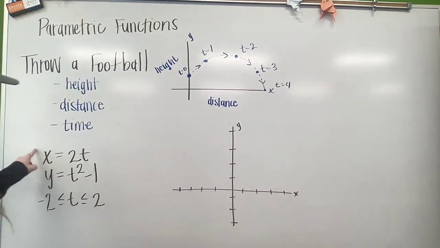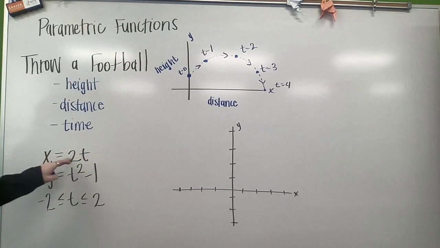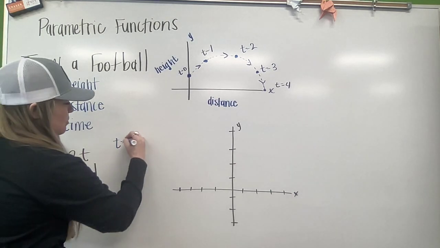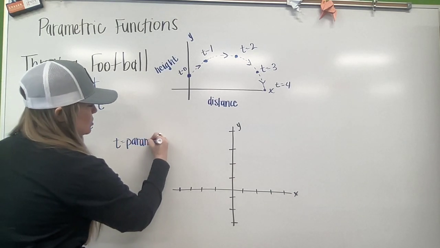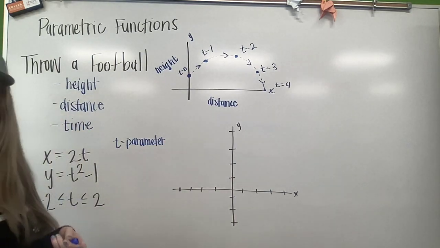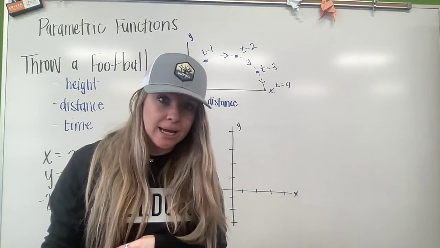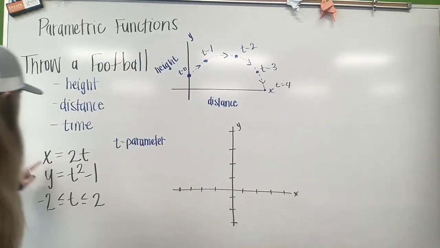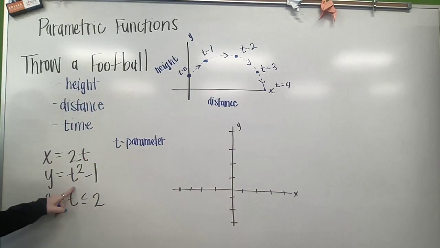I've got an example here where we have x equals 2t. t is our parameter here. If we were referring to our previous example, t would be time. t's not always time. It's just something that x and y depend on. So x and y both depend on t.